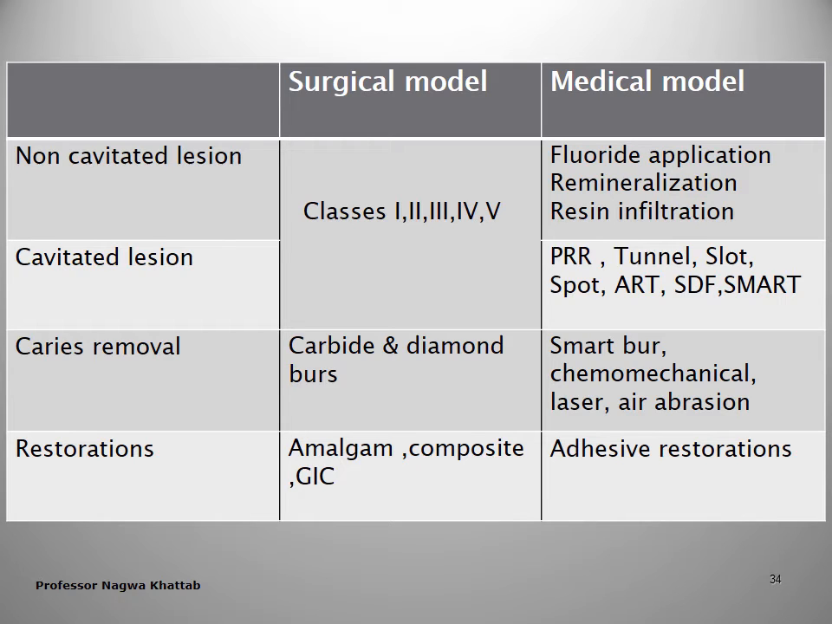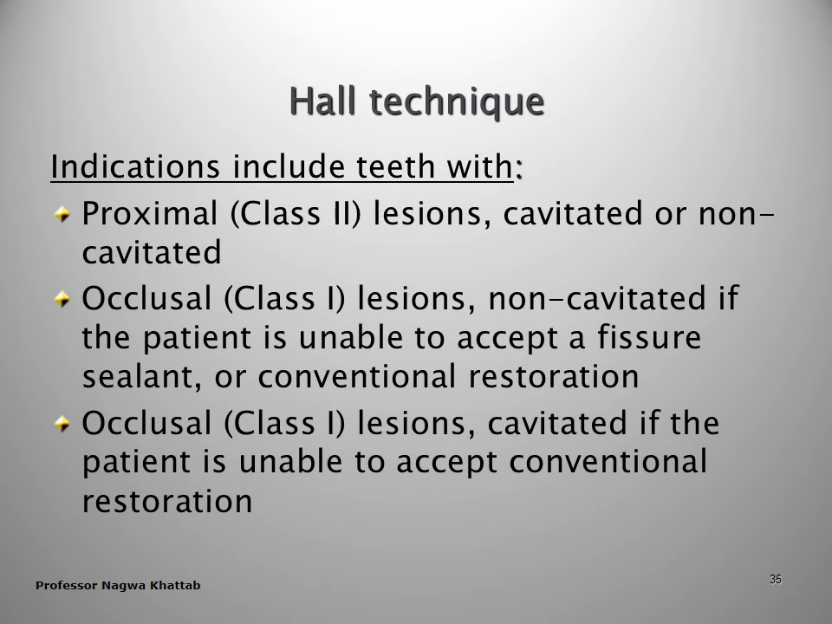For caries removal, usually we use a carbide or diamond bur. For the medical model, we use a smart bur, chemomechanical caries removal, laser, or air abrasion. The restorative material in the medical model is always an adhesive restoration, which depends on micromechanical means of retention.